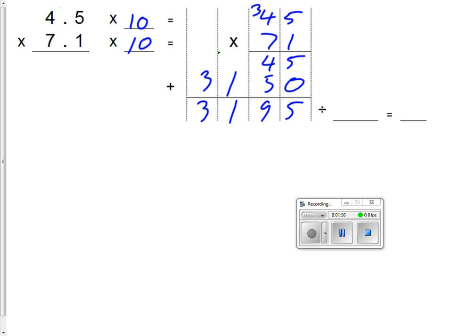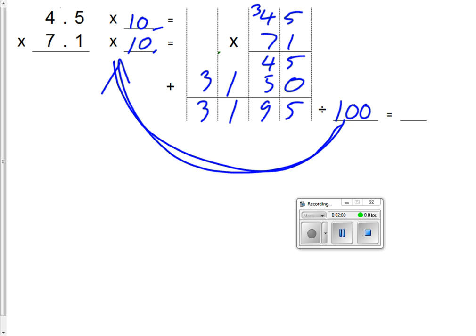But of course, that's not really the answer that I wanted, because remember, I made both of my factors 10 times bigger, which means that my real answer is going to be 100. The answer I get here is 100 times bigger than the answer that I really want, so I have to divide by 100. All I'm doing here is undoing this, right? I made it 10 times bigger and 10 times bigger, and so when I get the answer then, I have to make it 100 times smaller. And to do that, everything shifts over 2 places to the left.